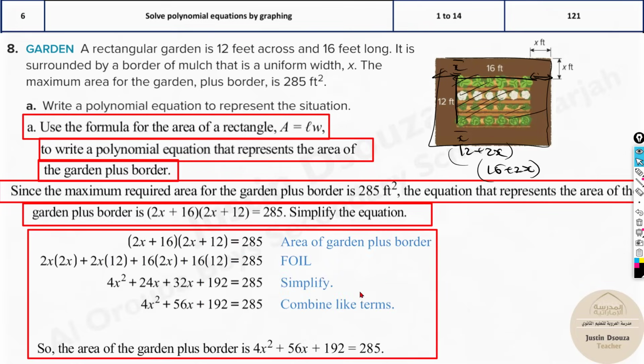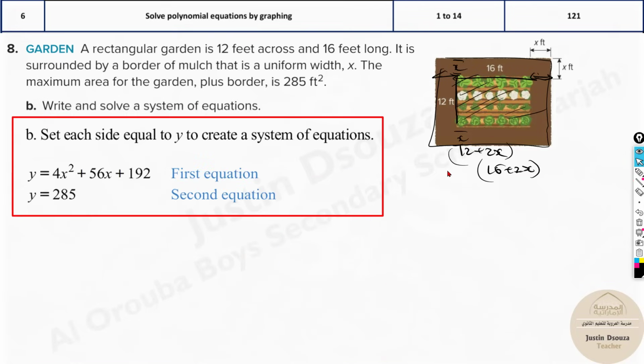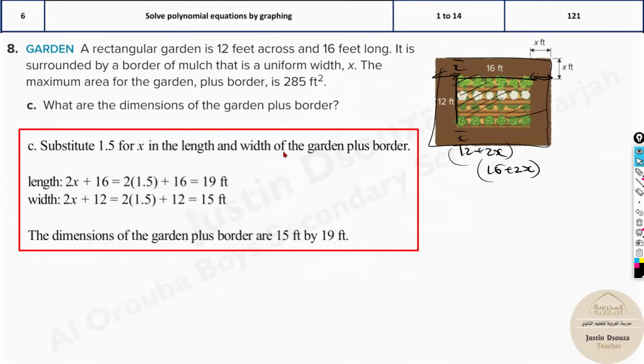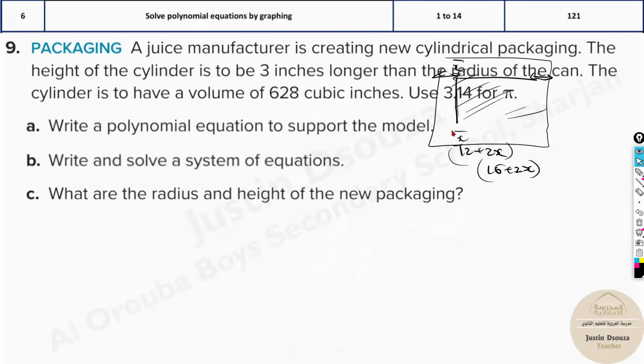Now if they just give the x value, you just put it in these two expressions and make it equal to 285. See, if you put x as 1.5, it should be equal to 285. Others are wrong answers. Then we saw the dimensions, multiply these both, you must get 285. Otherwise, it's wrong. So this is how easily you can solve these problems.